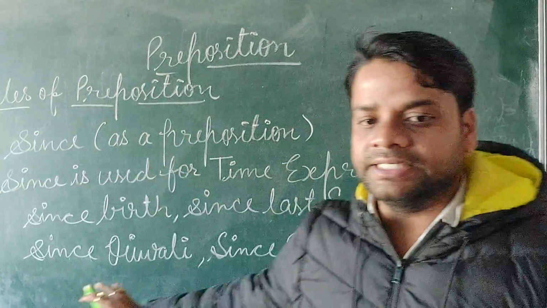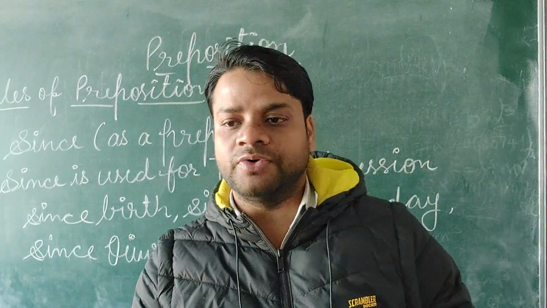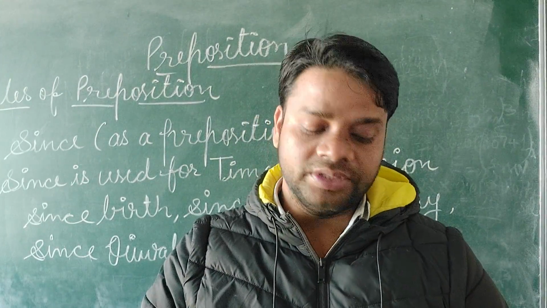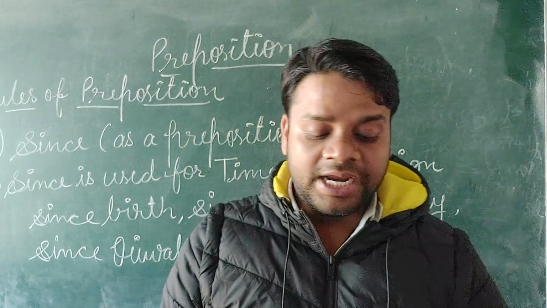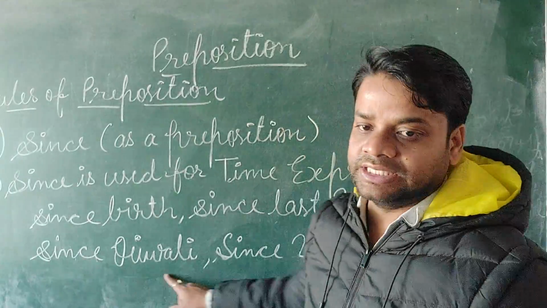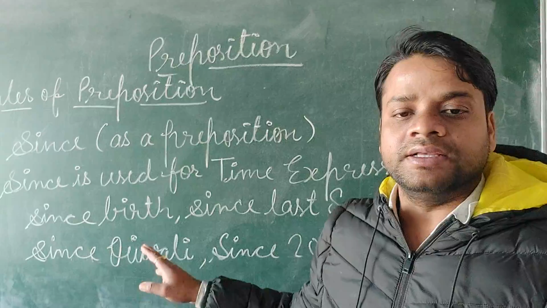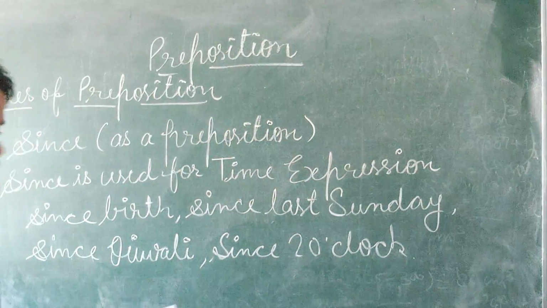So these were the examples that you can understand where you can use since. Once again the definition, the rule: since is used for a definite time in the past or some past occasion. So this is the example that you can write, and now how it is used in a sentence. Let's write.